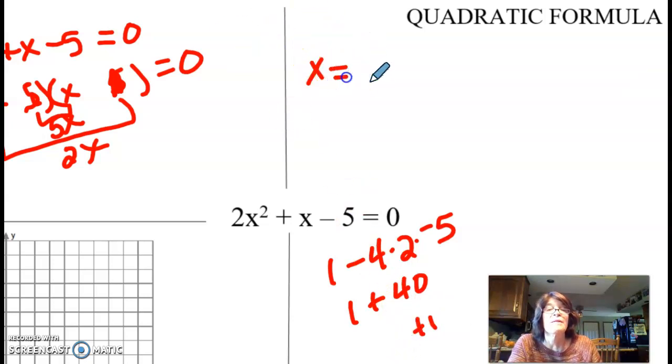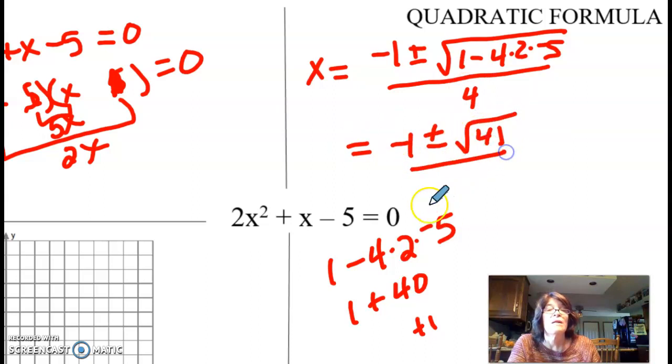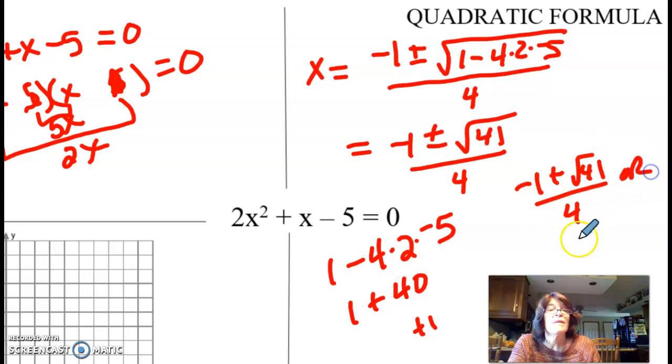So let's see what happens with the quadratic formula. We get the opposite of b, plus or minus the square root of b squared minus 4 times a times c. We just did this, we know that's going to be 41, all over 2a. So I have negative 1 plus or minus the square root of 41 over 4. So my two answers are negative 1 plus the square root of 41 over 4, or negative 1 minus the square root of 41 over 4.